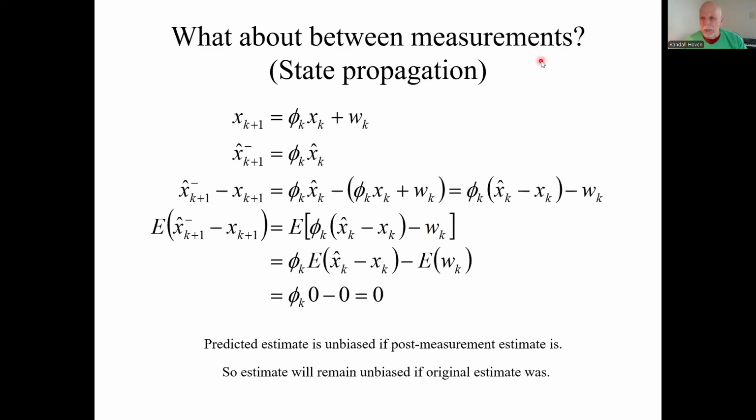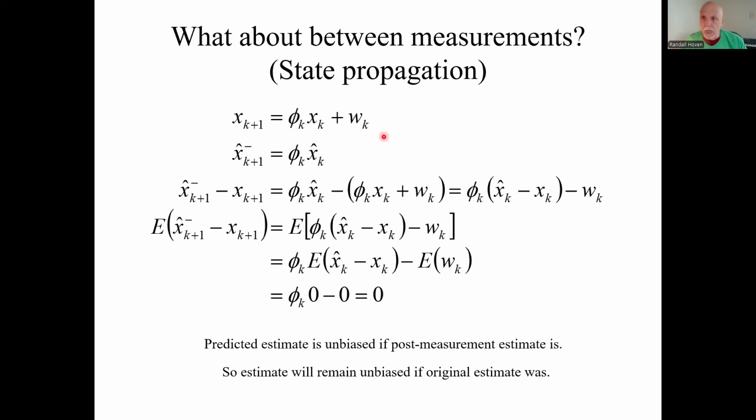What do we do between measurements? In the previous video we showed what happens to our estimate and the covariance of the error of our estimate as we process a measurement at time k. How did we get up to time k? Well, we need to do two things. We need to propagate the state and we need to propagate the covariance. This chart is on how to propagate the state.